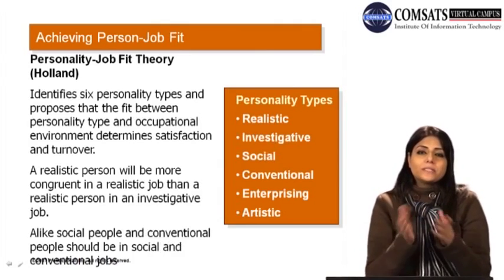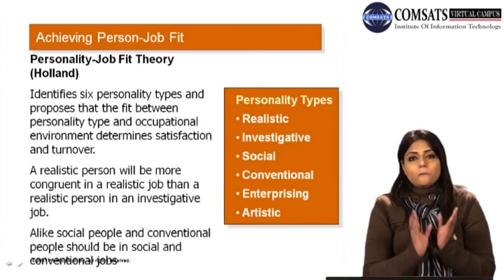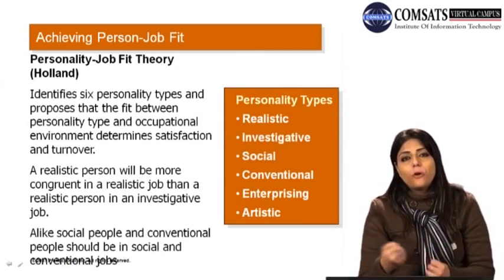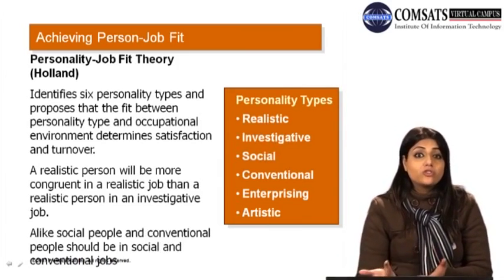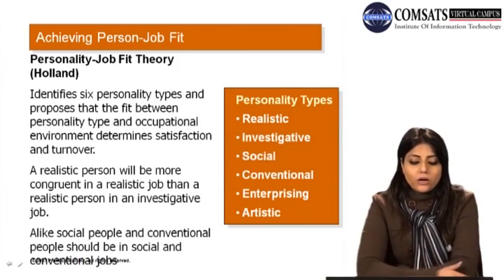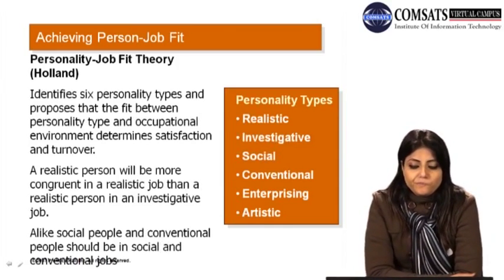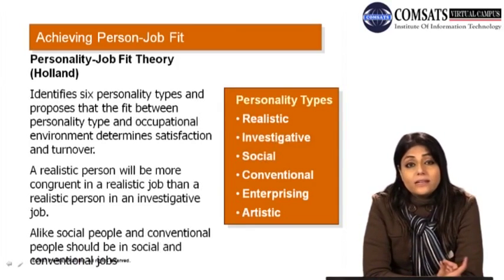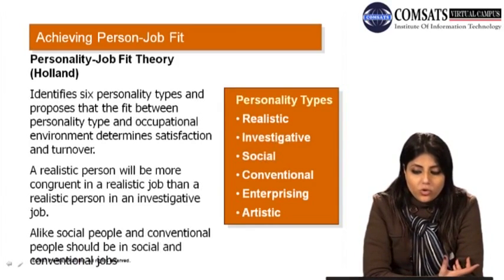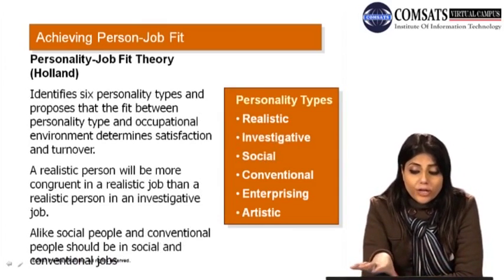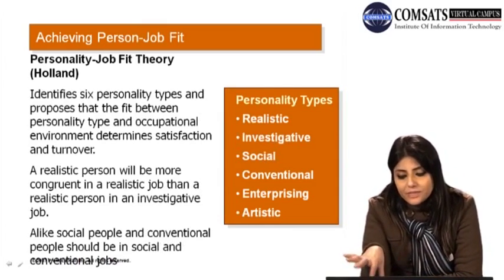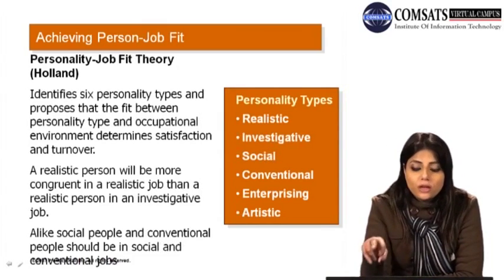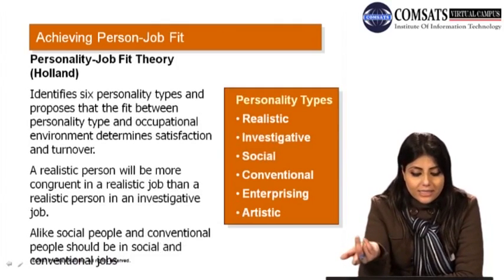So as per this, if the personality of the individual is close to the nature of the job that he has, he is expected to perform better than the individual whose personality does not match his job type. For example, a realistic person will be more congruent in a realistic job than a realistic person in an investigative job. These are the personality types given by Holland: realistic, investigative, social, conventional, enterprising, and artistic individuals.